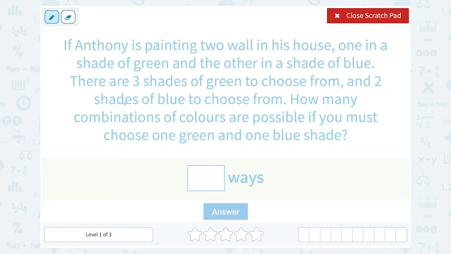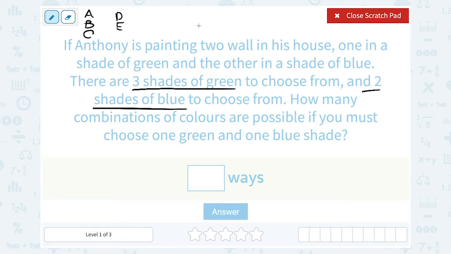Okay, so there's a long way to do this problem, and then I'm also going to show you the shortcut. Now, the way to figure this out, if you didn't know the shortcut, is to list out all the possibilities. So if there's 3 shades of green to choose from, let's call those 3 green shades A, B, and C, right? Color A, color B, and color C, which are all shades of green. There's also 2 shades of blue he can choose from, and let's call those shades of blue colors D and E.